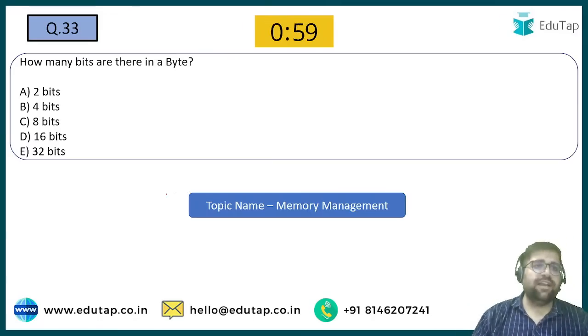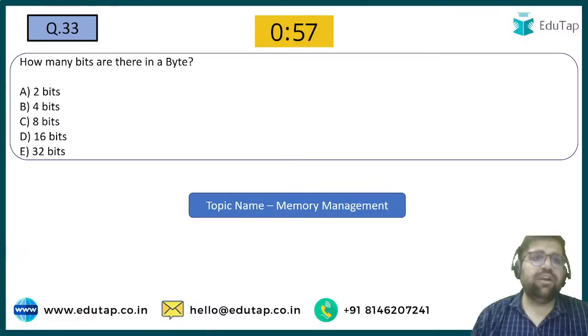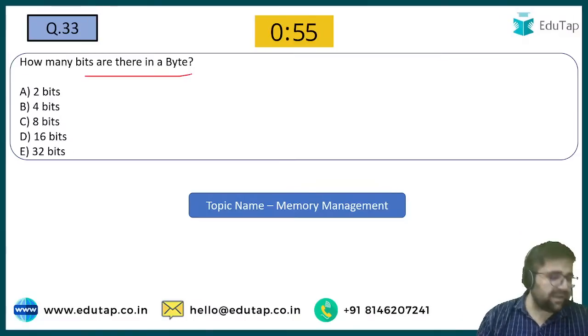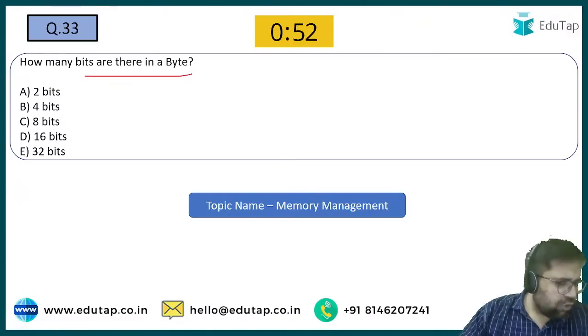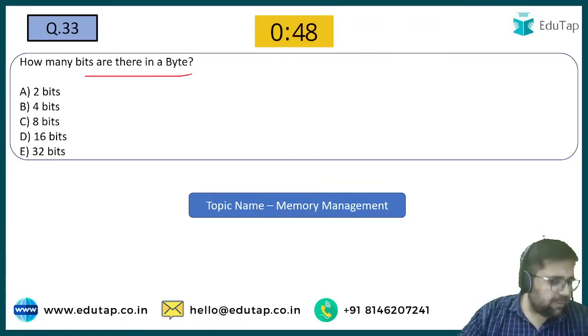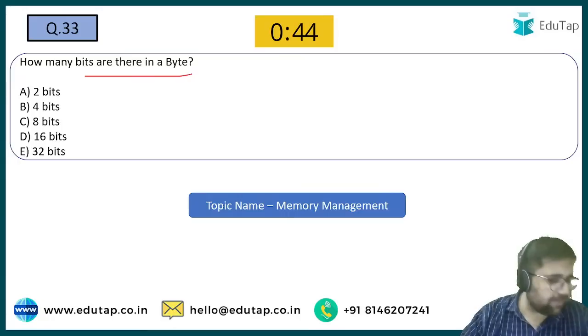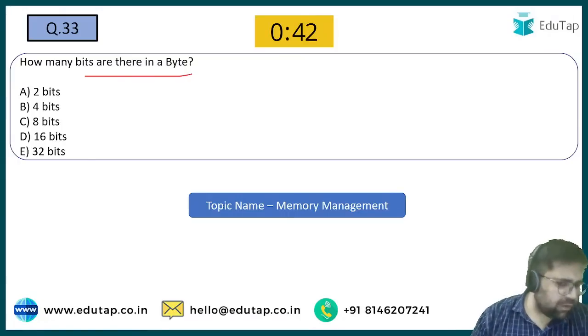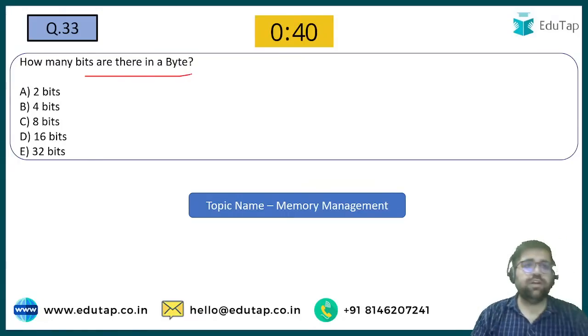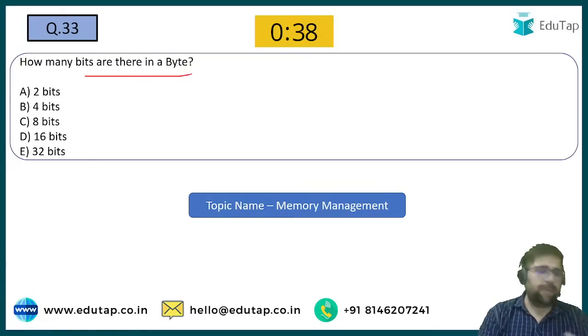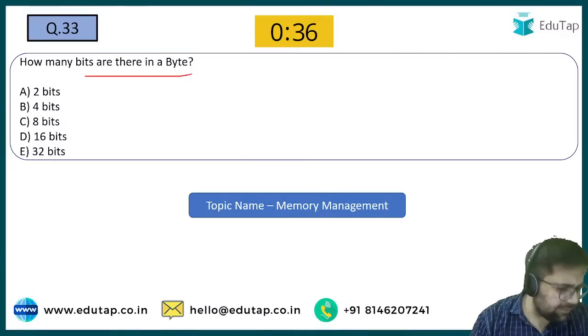Question number 33. How many bits are there in a byte? Now this is a very easy question. I am expecting the right answers of at least this. Yes, primary memory is volatile. Hard drive, hard disk. Can someone answer the doubt which is asked by Preeti? Please explain option number B of question 32. Just give me a second. We will go back, don't worry, we will go back.